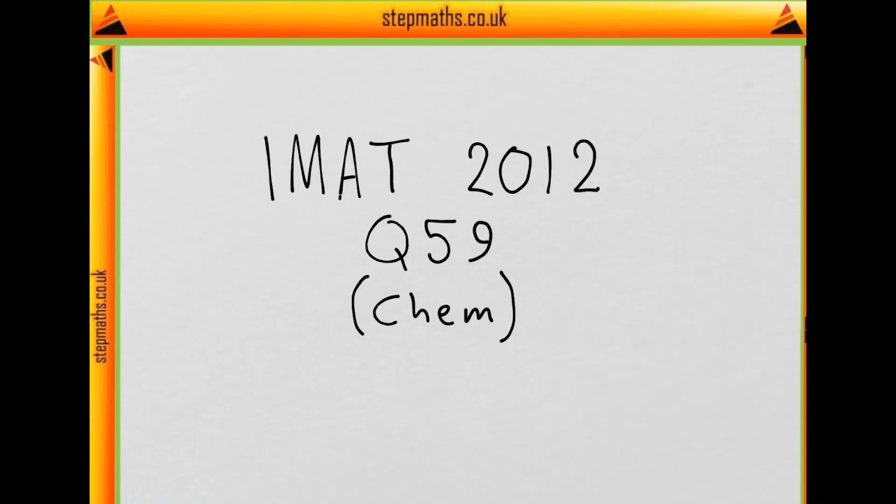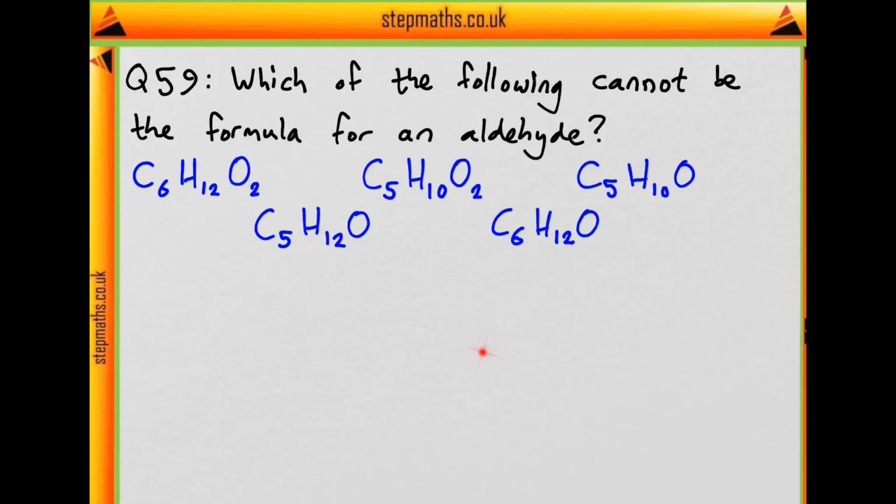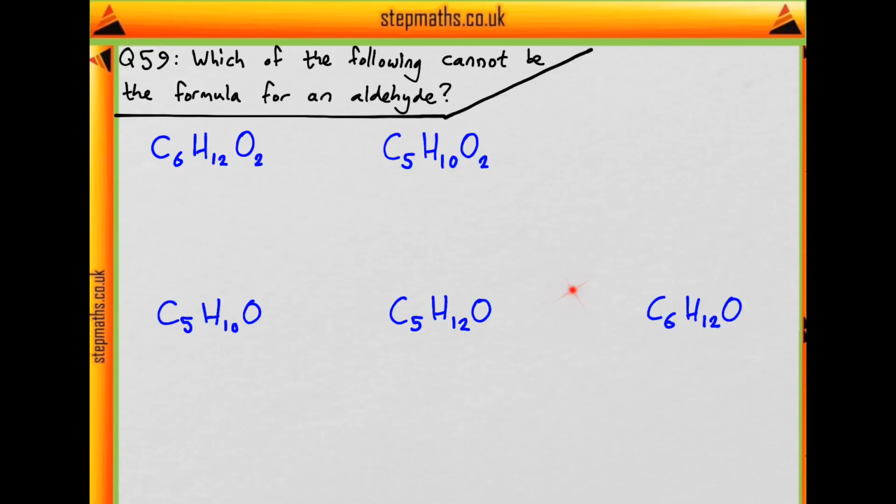This is question 59 on chemistry from the 2012 IMAT. So we're asked which of the following formulae cannot be the formula for an aldehyde. So we have various combinations of C, H and O. So what we need to know here is what is an aldehyde in general.